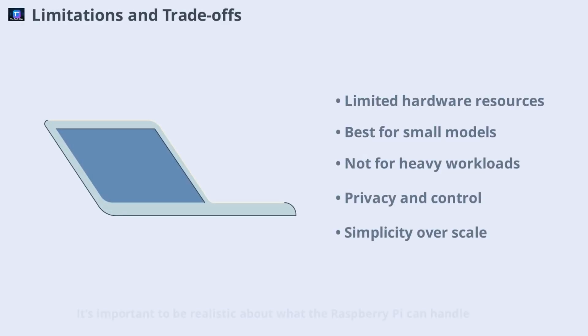It's important to be realistic about what the Raspberry Pi can handle. While it's great for running small models and lightweight tasks, it won't replace your laptop or a cloud GPU for heavy-duty AI workloads. You'll need to choose models that are quantized and optimized for edge devices. Still, the trade-offs are often worth it. You gain privacy, control, and the ability to experiment without relying on external services. For many use cases, proximity and simplicity matter more than raw power.